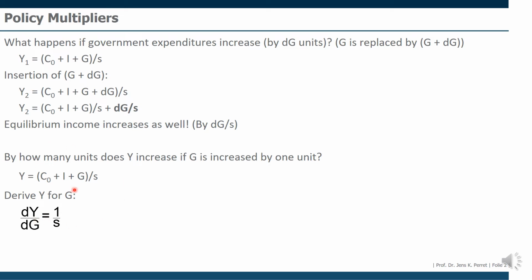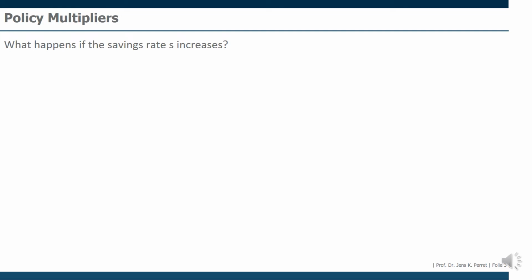Well, that's the first easy version that can give us a short answer about the effects of government expenditures if we only consider the goods market. However, we can also use this to answer a different question. That's the idea of what happens if the savings rate increases. So if people save more money and consume less.